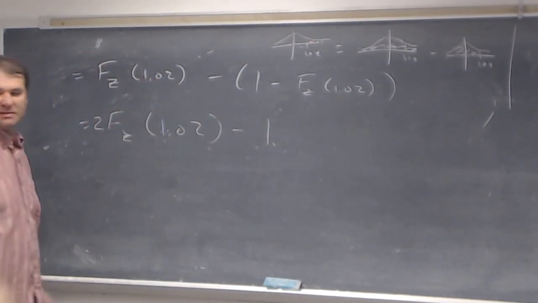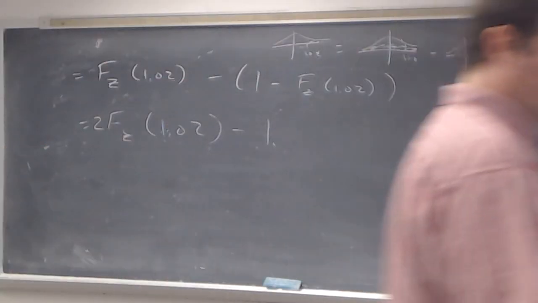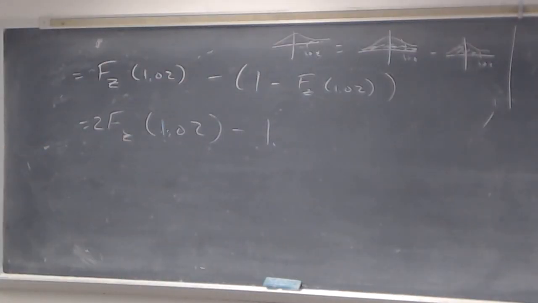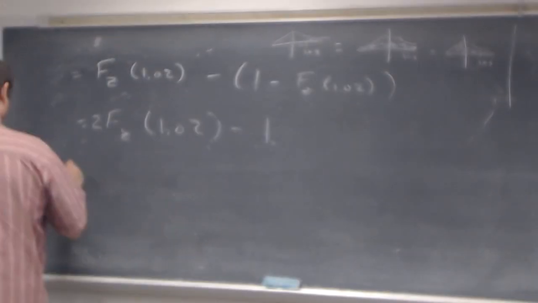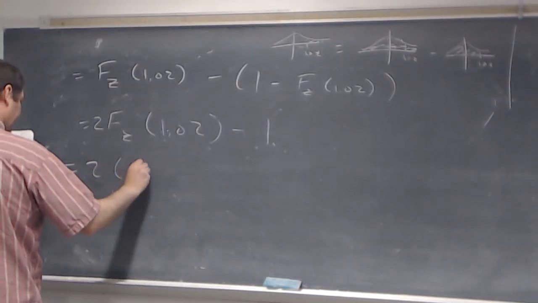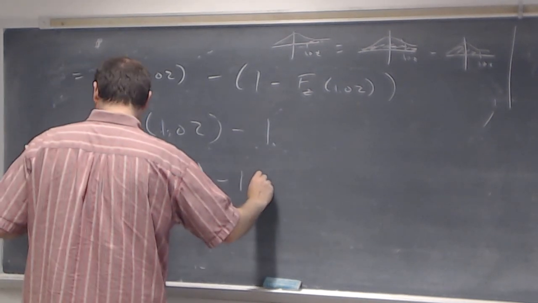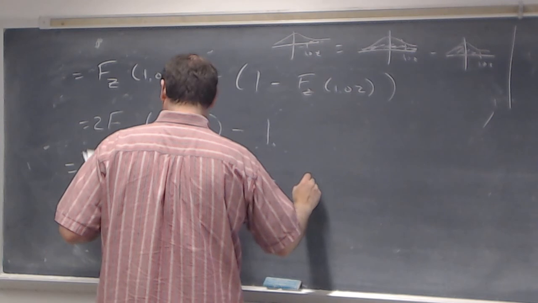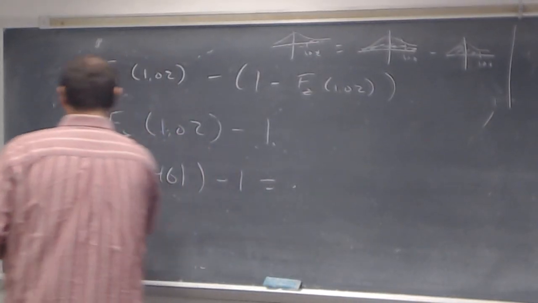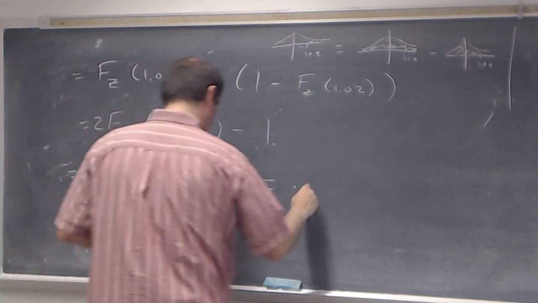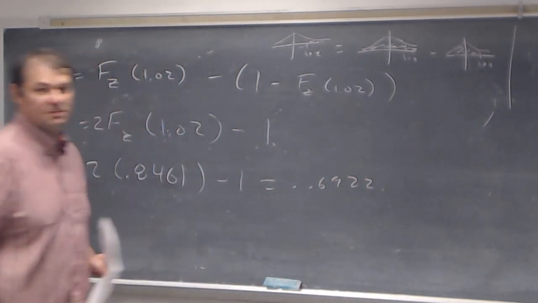And this is something that's approximated in the chart that's in our book. And let me tell you what that numerical value is. This is equal to 2 times 0.8461, so it's from a chart, minus 1, and that's approximately equal to 0.6922, and that's our approximate answer.